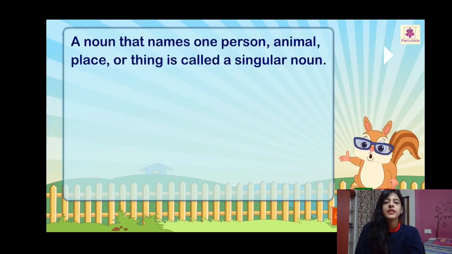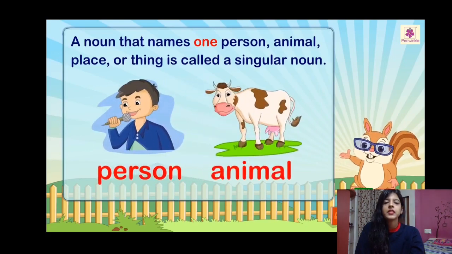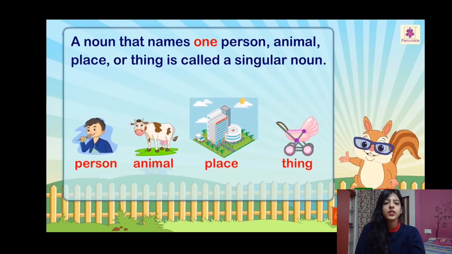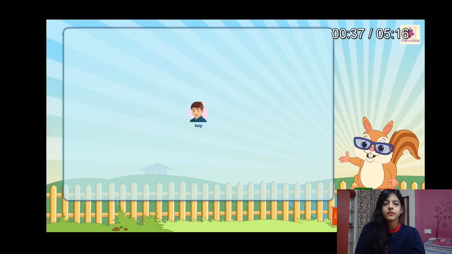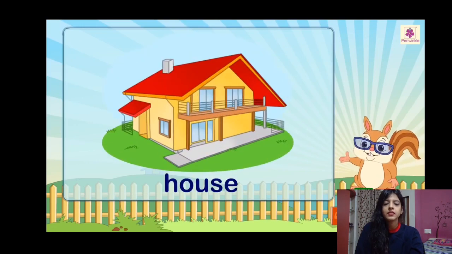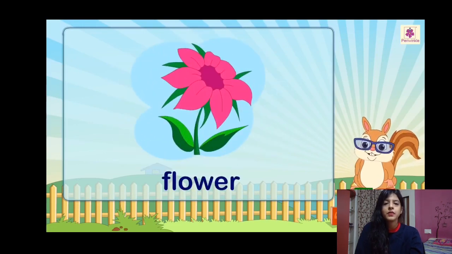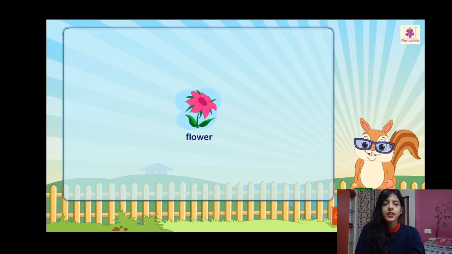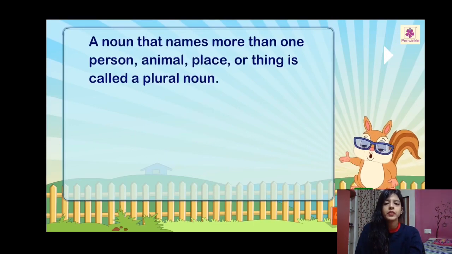A noun that names one person, animal, place or thing is called a singular noun. Like I just said, whichever noun tells us about only one place, animal, person or thing is a singular noun. One boy, one cat, a house, a flower. These were all singular nouns because they were only one. The quantity of them was only one.